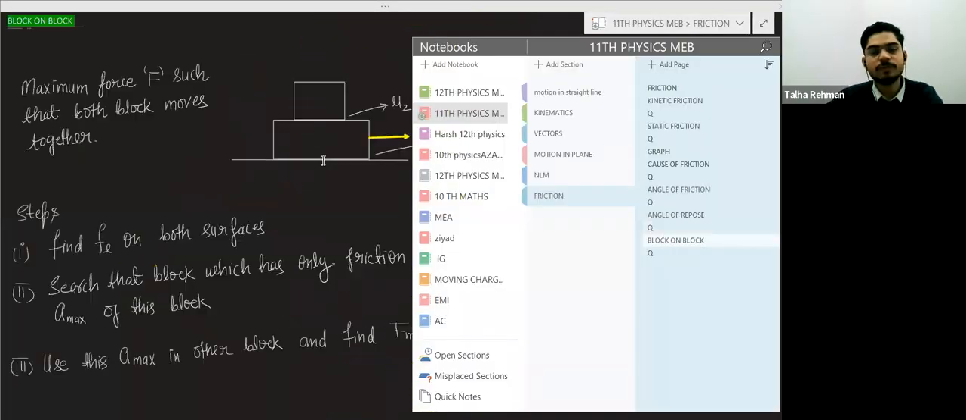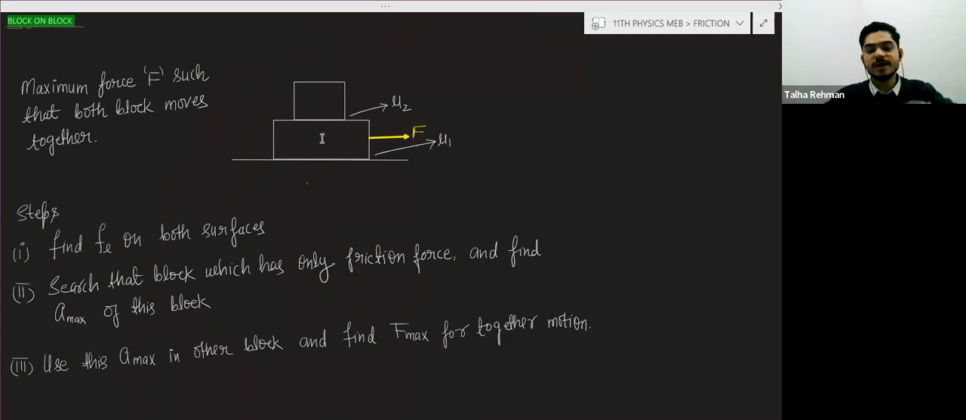So basically, this is a block on block question. This is one block, this is another block. Here I am applying some force on this block. Suppose this block has mass m2, this block has mass m1, and I am applying a force here. The coefficient of friction between these surfaces is mu1 and between these surfaces is mu2, and we want to calculate the maximum force F such that both blocks move together.